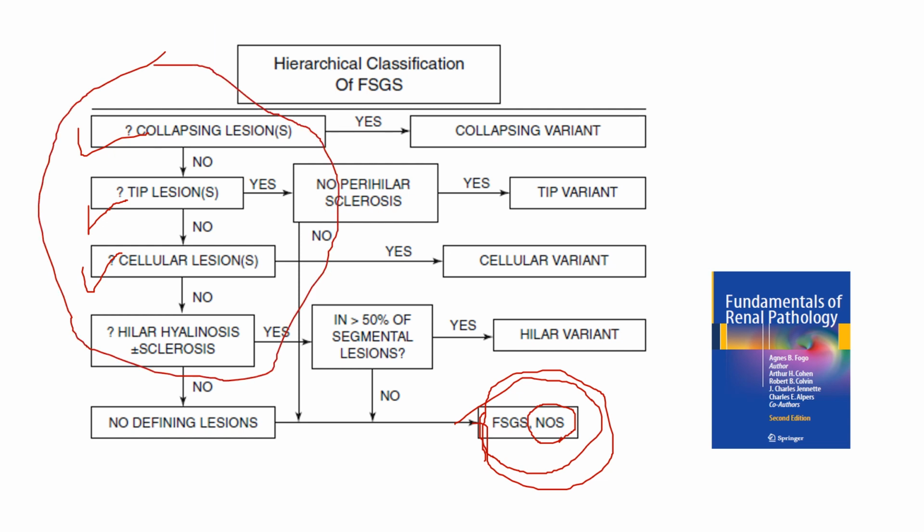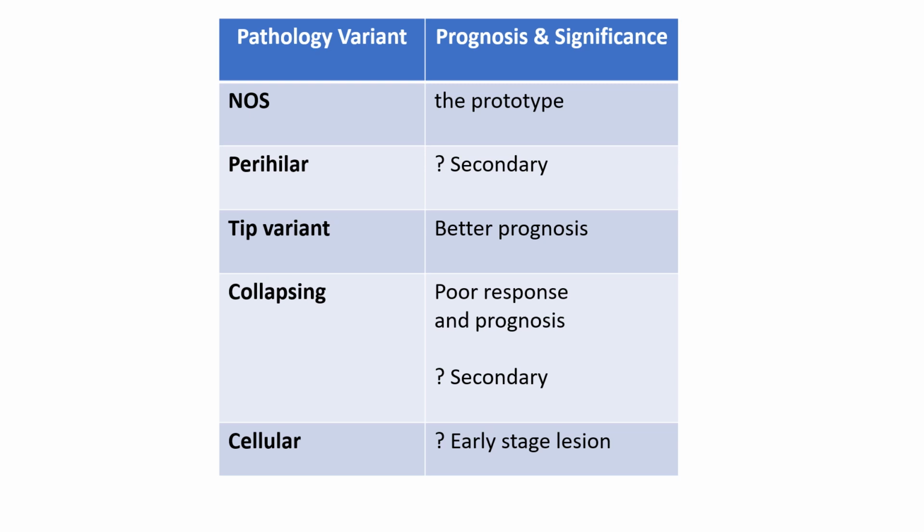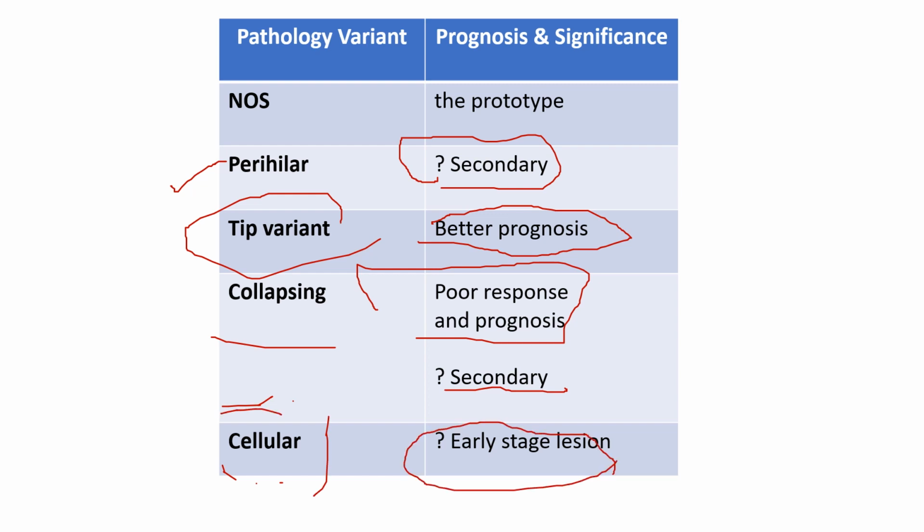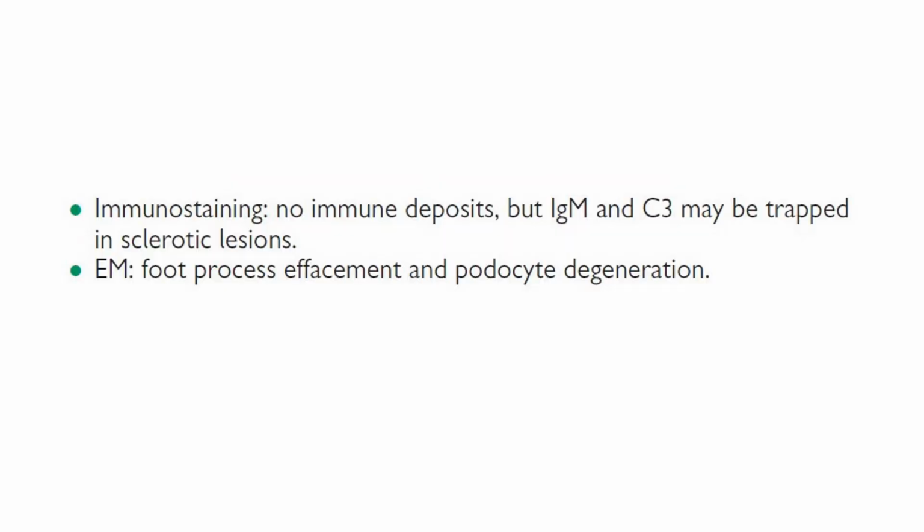are presented under the microscope. And as we said, each pathology variant may point to the prognosis and may be significant for a secondary cause. As we said, the perihilar points to that there may be a secondary cause. Tip variant, the better prognosis, better response for steroids. Collapsing, poor prognosis and response, and maybe secondary, especially to HIV and pamidronate. Cellular may be pointing to that it is an early lesion, which may be the prognosis may be good too.